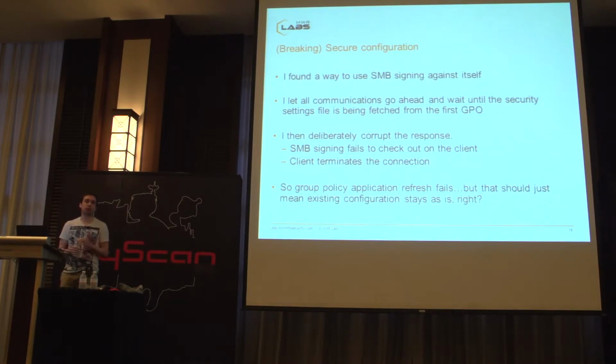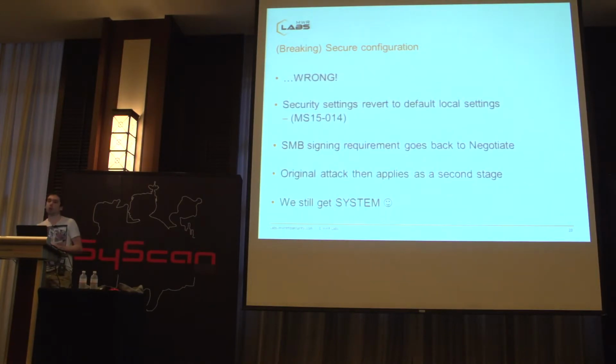SMB sign-in fails, that's detected by the client, the connection is terminated and so forth. I assumed, though, that the impact of that would just be that group policy, or whatever the configuration at the time is, just remains the same because it's not applied anything new. It's failed to apply anything else. But that wasn't the case.